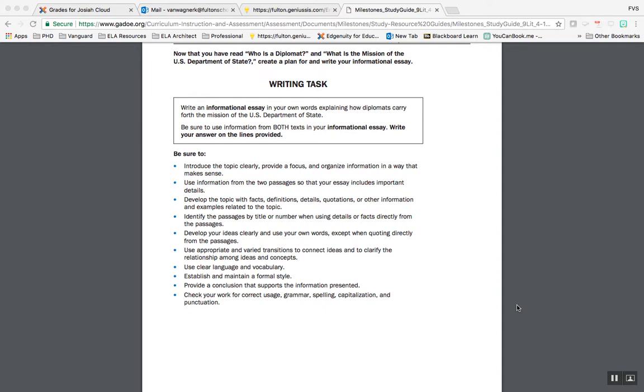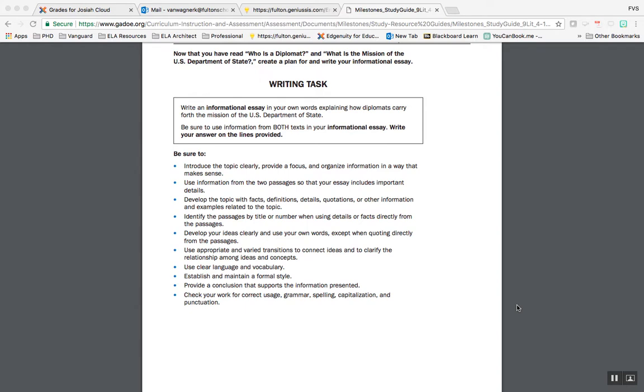Use appropriate and varied transitions to connect ideas and to clarify relationships among ideas and concepts. Those are your transition words between paragraphs and within paragraphs. So if you're saying that there's a process to something, it should be first, then, next, finally, words like that. But also use transitions to show the connection between ideas between paragraphs.